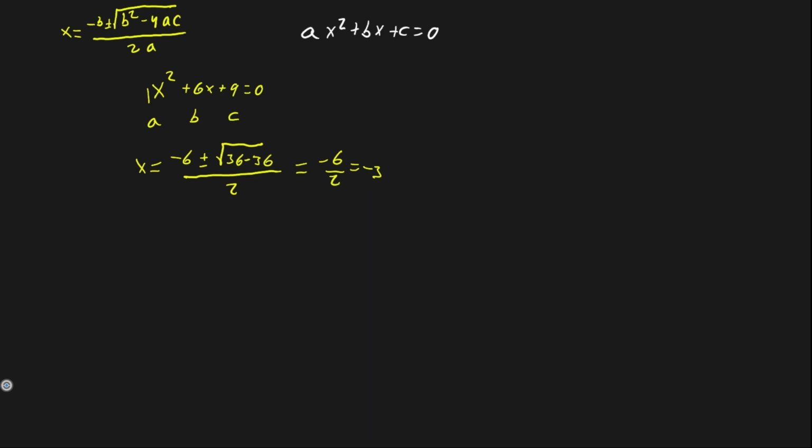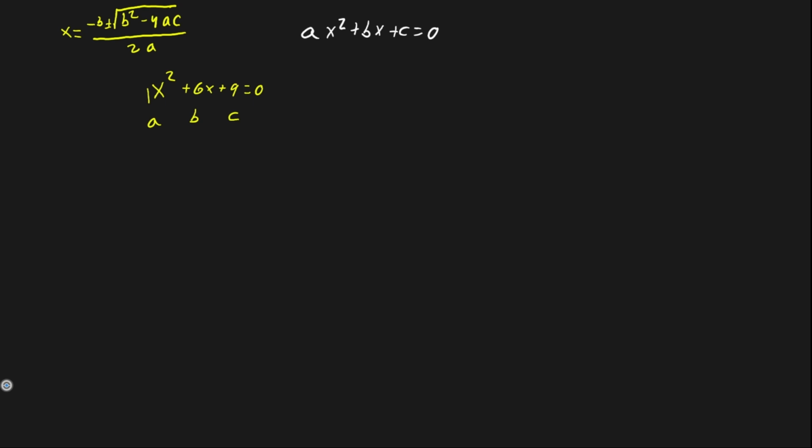Since the inside of the square root cancels out, because it is 36 minus 36, giving us the square root of 0. So we have negative 6 over 2, which is negative 3. And this is telling us that our answer is going to repeat itself twice. So we have x is equal to -3, comma -3. So that is what it tells us and how many solutions we get.